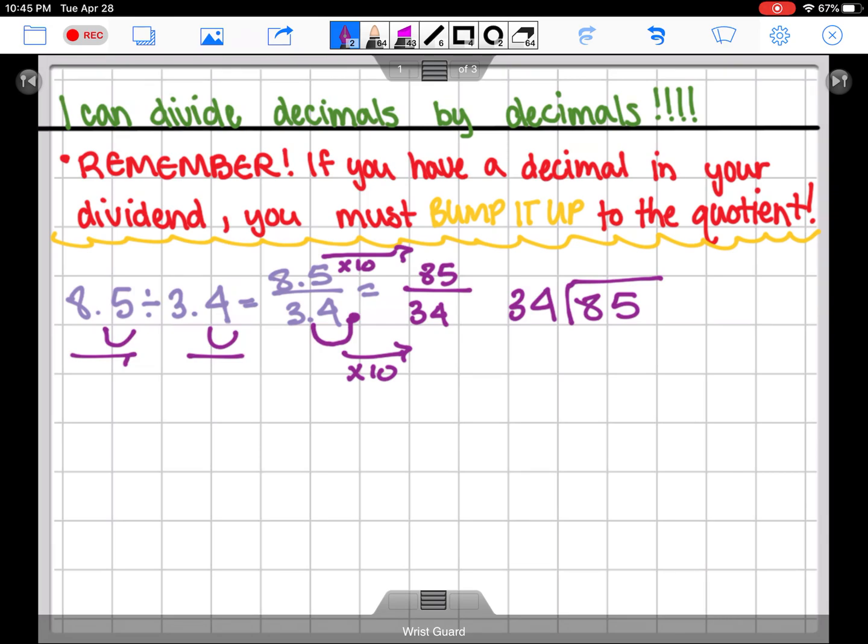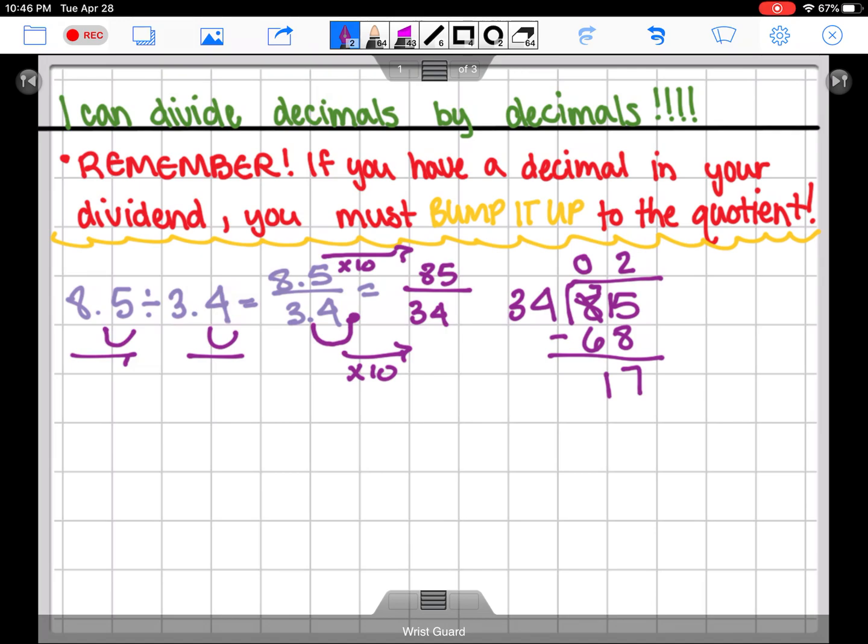All right, team members, I'm just thinking in my head, 34, well, I know that 35 plus 35 is 70. That's pretty darn close. I'm going to jump in with 2. 34 can't fit into 8, obviously, so I'm skipping that one. And I'm going to 85, and I'm going to say it's probably going to fit in about 2 times. 2 times 34 is going to be 68. Do some subtraction.